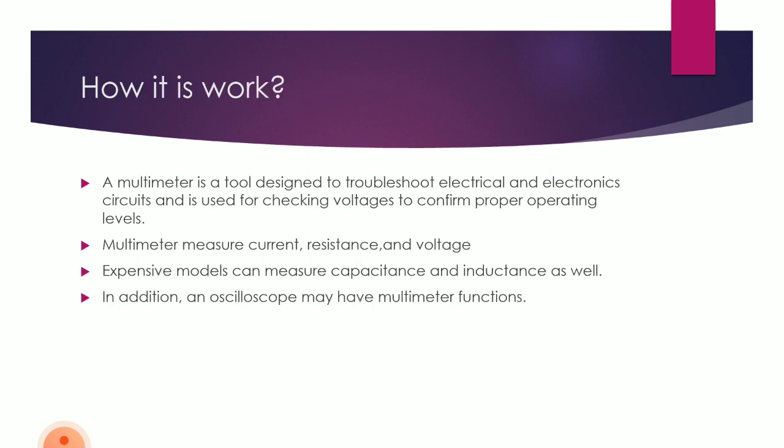And then we discuss how it works. Means how can a multimeter work. A multimeter is a tool designed to troubleshoot electrical and electronic circuits and is used for checking voltage to confirm proper operating levels. Multimeter measures current, resistance and voltage. Expensive models can measure capacitance and inductance as well. Means if we purchase an expensive model of a multimeter, it can also measure capacitance and inductance as well. In addition, an oscilloscope may have multimeter functions.